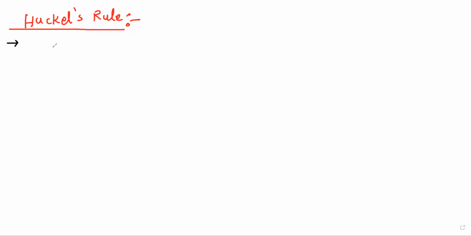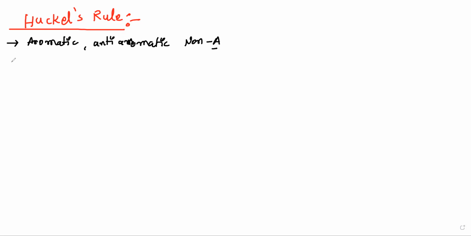Okay, now we are discussing Huckel's rule. Huckel's rule is used to explain the aromatic, anti-aromatic, and non-aromatic nature of compounds. So here we can explain these.